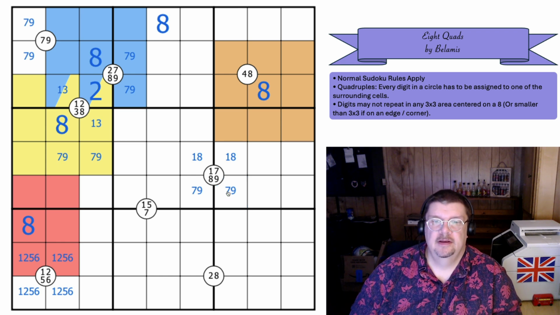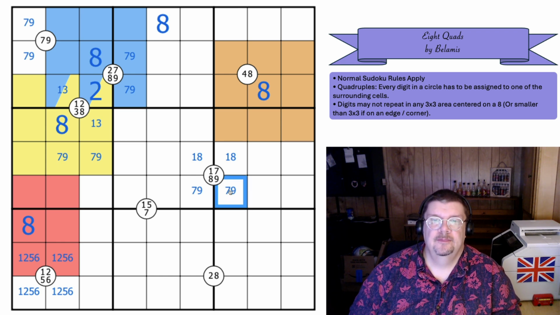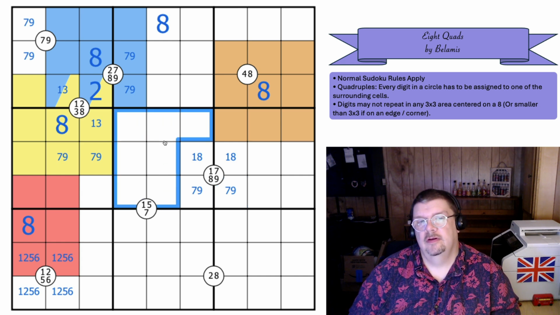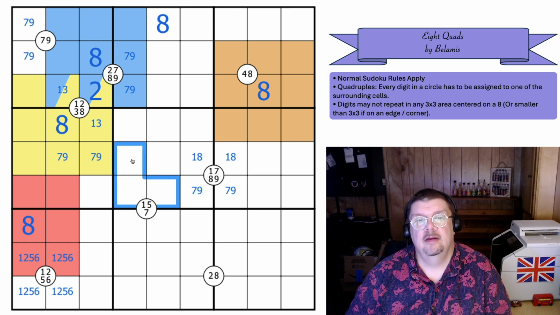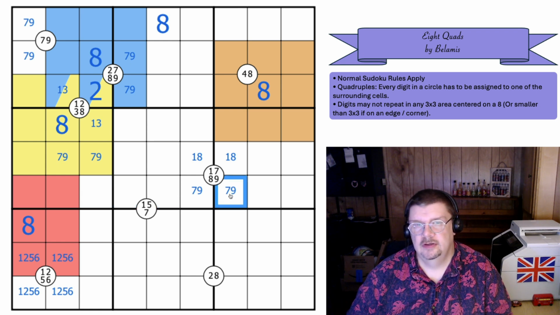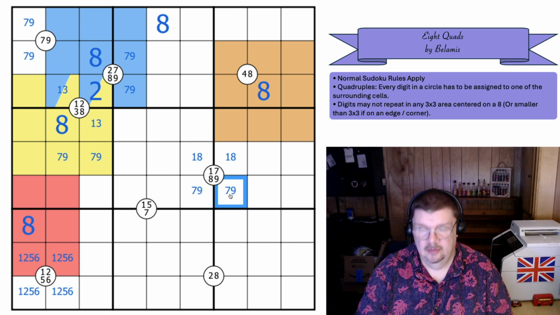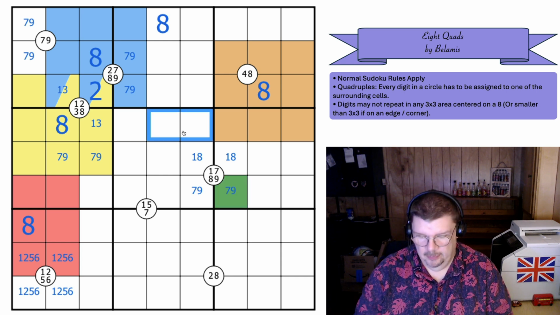Okay, this digit here. Where does this digit go in this box? The answer is I don't know exactly, but I do know it's not in one of those two. And I know it's not in one of those two because that's a 7-9 pair, and I know it's not in that one because of this 7-9 pair. So this digit, which I'm going to mark in dark green, goes in one of those two.